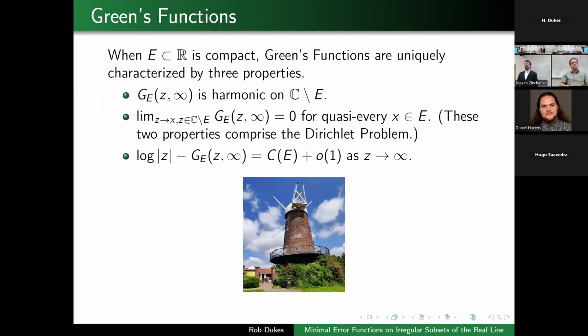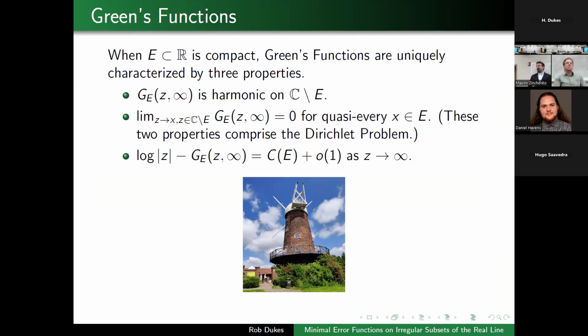Now we're going to find Green's functions. I have this window here as a reference to George Green's day job as a miller, which is now a historical and science museum in Nottingham. I aspire to go there someday. But when E is in R, we can characterize Green's functions by these three properties.